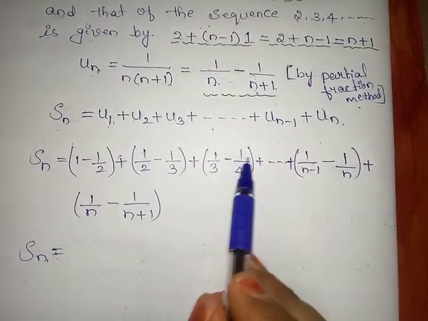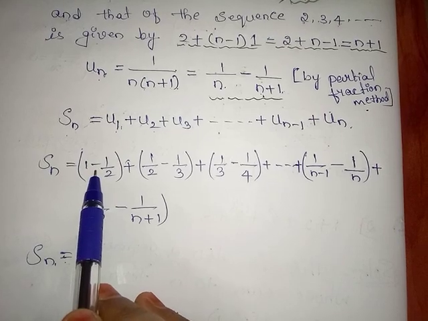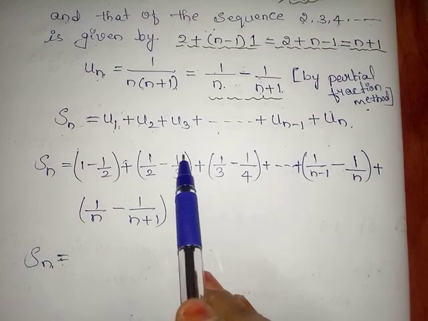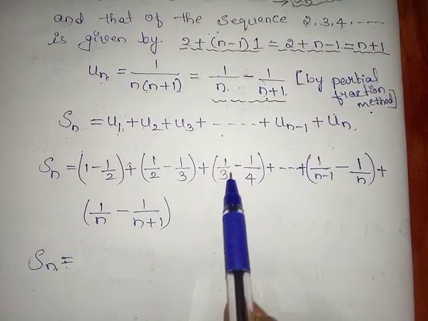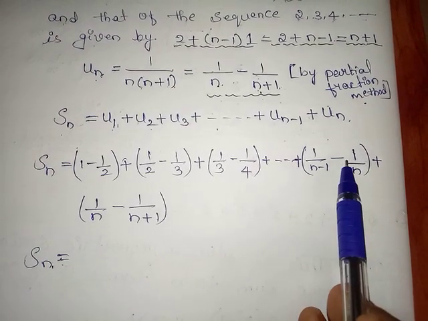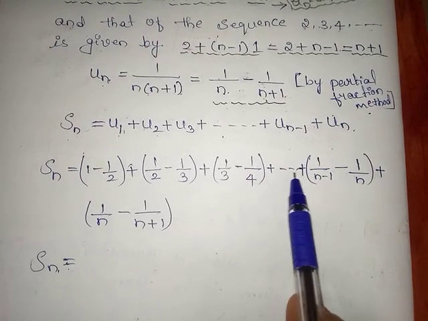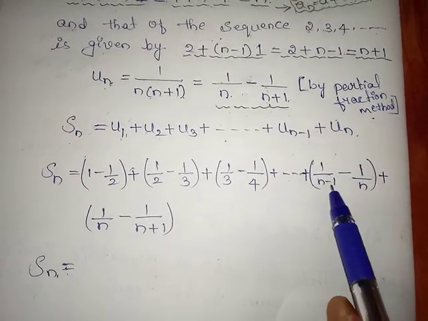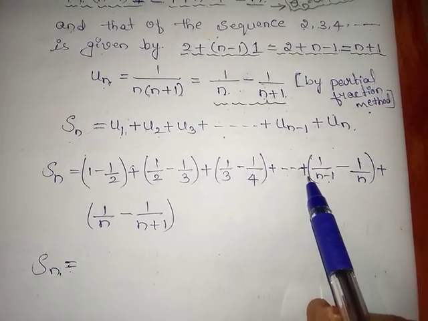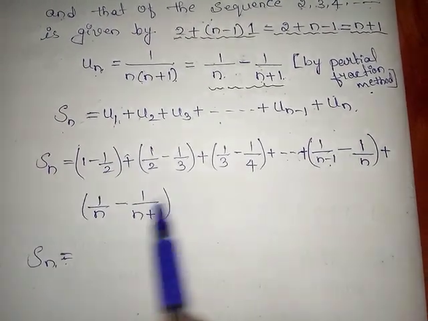When we solve this series, what do we get? See here 1 by 2 is in negative sign, and here it is in positive sign. Similarly 1 by 3 is in negative sign and 1 by 3 is in positive sign. Similarly when we go to further terms, 1 by 4 is also cancelled with the next term, and 1 by n minus 1 is cancelled with the earlier term. Then this 1 by n cancels with this 1 by n.